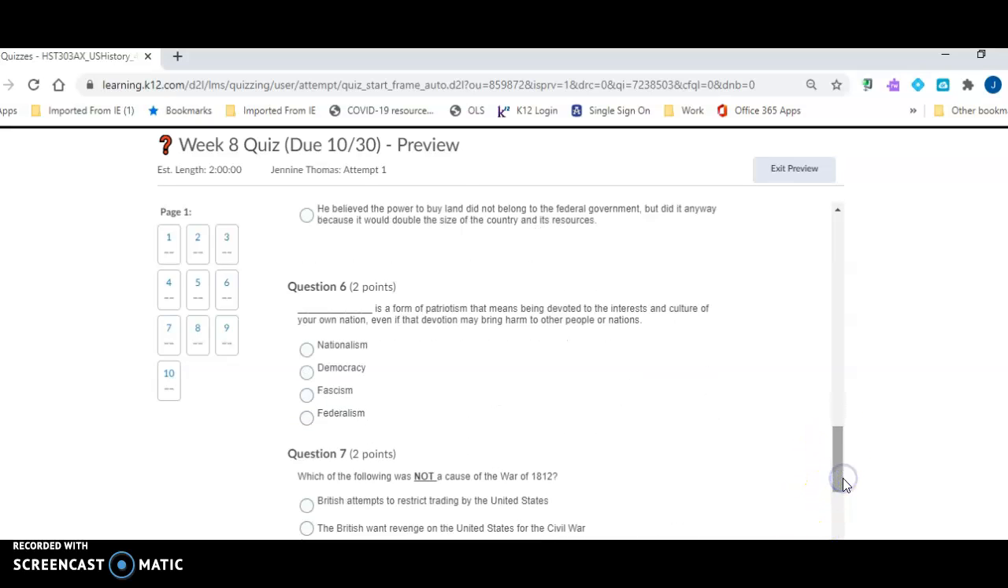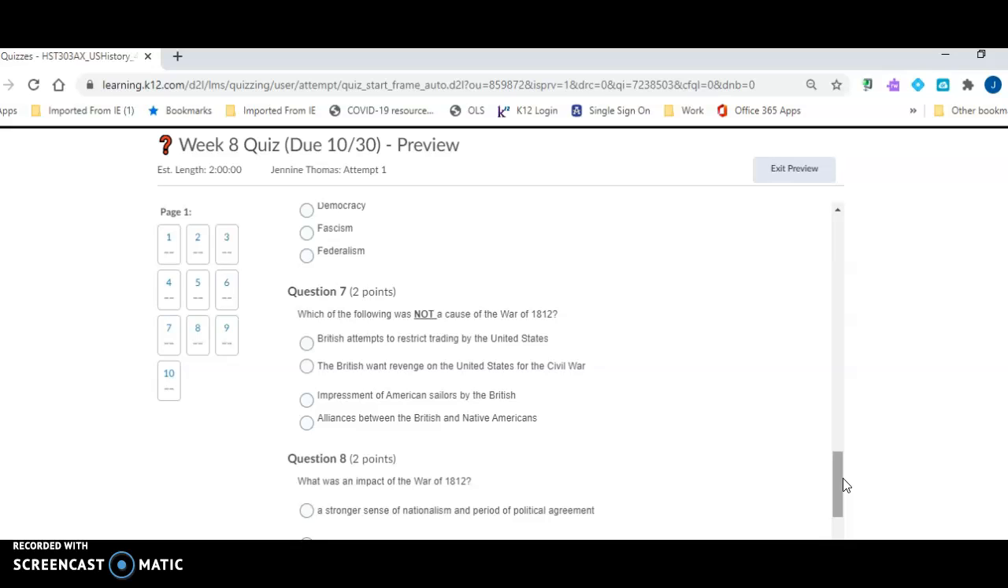Question number 6. Blank is a form of patriotism that means being devoted to the interests and culture of your own nation, even if that devotion may bring harm to the other people or nations. Nationalism, democracy, fascism, or federalism. Question number 7. Which of the following was not a cause of the War of 1812? British attempts to restrict trading by the United States, the British want revenge on the United States for the Civil War, impressment of American sailors by the British, or alliances between the British and Native Americans.